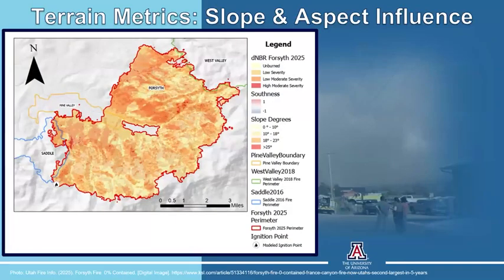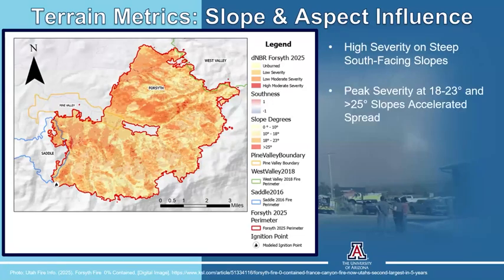This map shows the combined slope and aspect results, and there is a clear relationship between terrain and burn severity. Steeper south-facing slopes saw the most intense burn patterns. The highest severity occurred on slopes between 18 to 23 degrees and on slopes steeper than 25 degrees. These steeper slopes promoted faster upslope and downslope fire movement, allowing flames to preheat vegetation and accelerate spread.